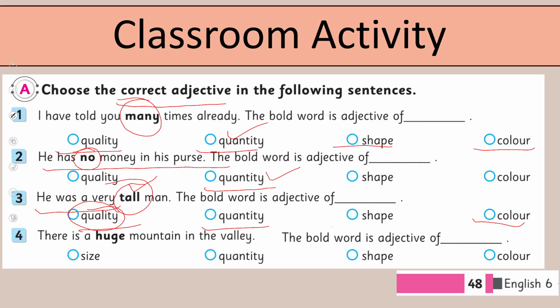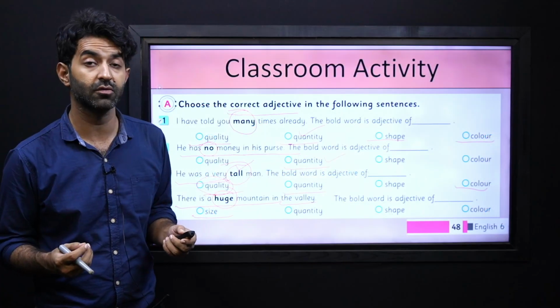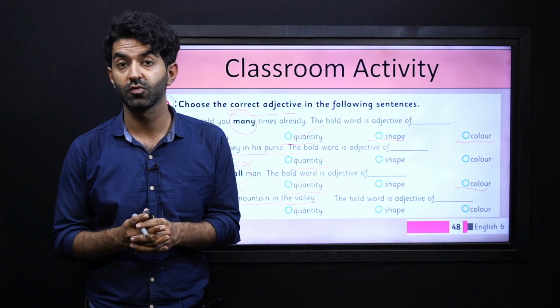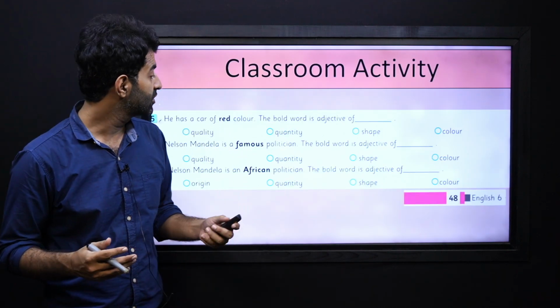Okay, next one, you have to think about it really fast. There is a huge mountain in the valley. Now, the word huge, is it describing size, quantity, shape, or color? Think about it. Yes, this is telling us the size of the mountain. So it means it is an adjective of size, right? This is very much easier than we expected it to be.